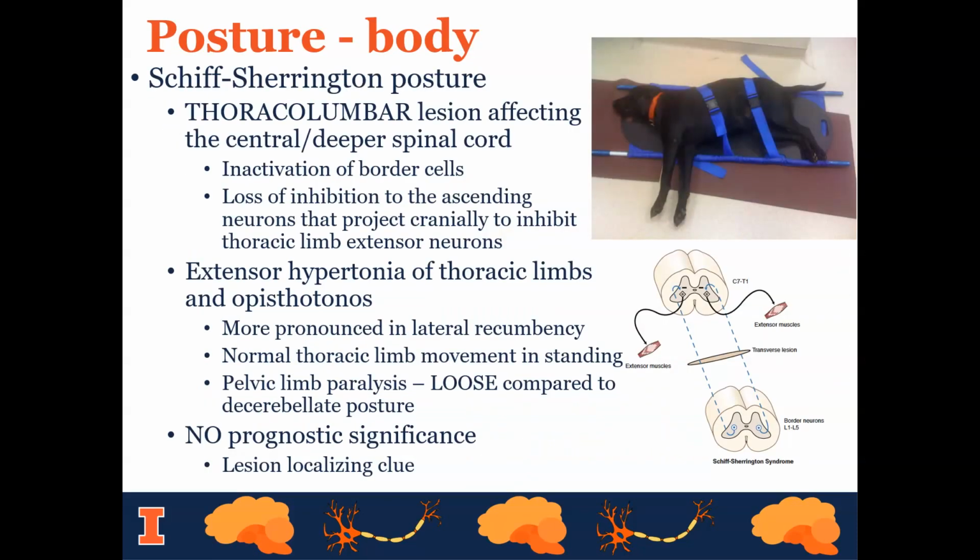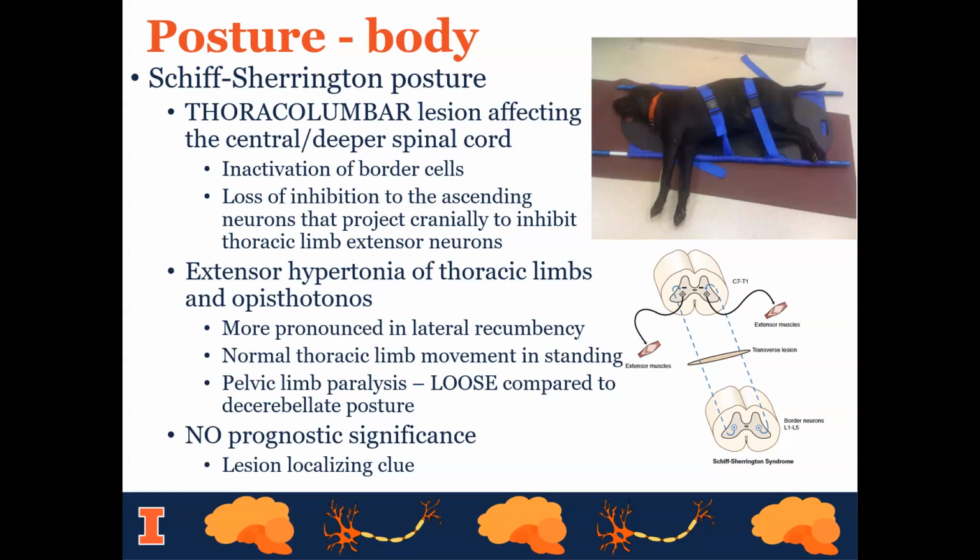So if you look at decerebellate posture, it's actually quite similar in a photograph to the Schiff Sherrington posture. If you just showed me two photos, I would not be able to tell the difference. I would need to know the rest of your neurologic exam to be able to know which is which. Schiff Sherrington posture comes from an injury to the thoracolumbar spinal cord, so right in the middle of the back, usually in the cranial lumbar spinal cord is where this happens. And this is affecting the deeper inner part of the spinal cord.